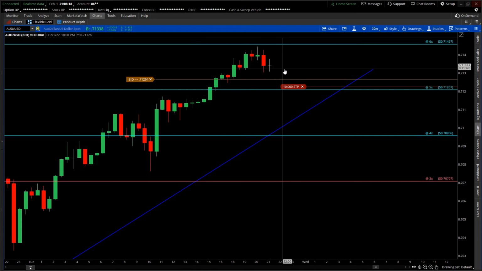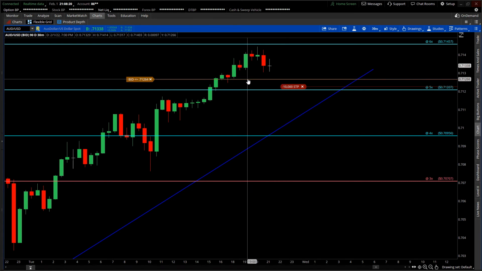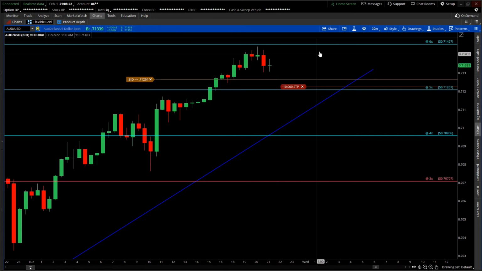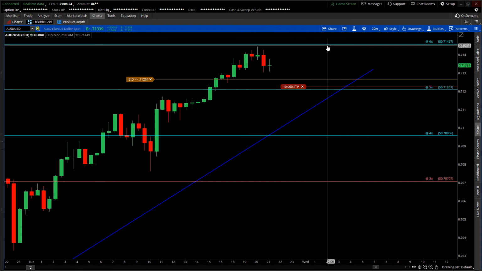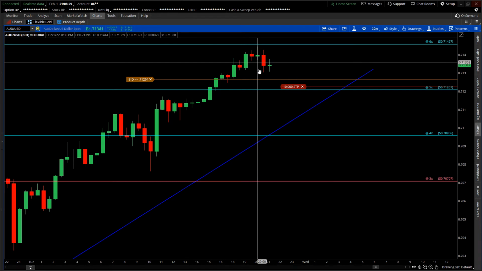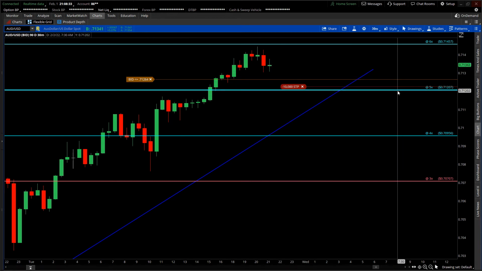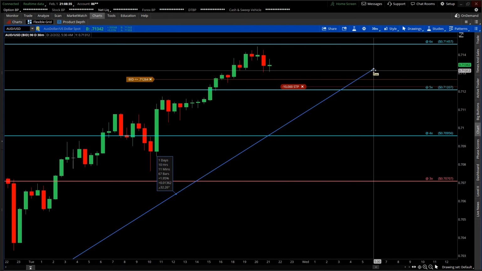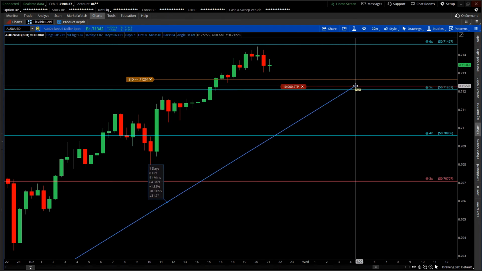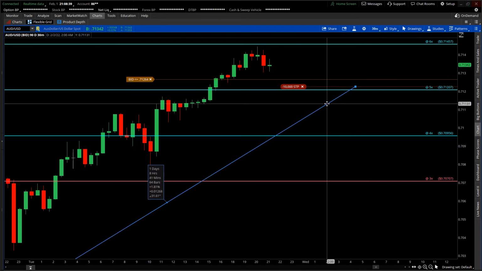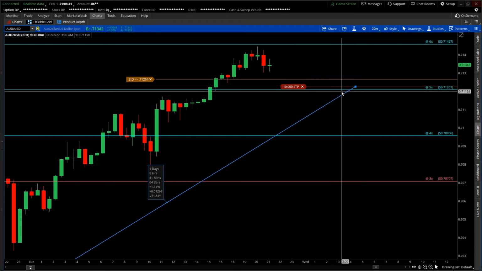Hopefully it does consolidate and this doesn't trigger my alarm, and then retest the 6x level right here. So in any case, if that doesn't happen, my stop is right here to close out my trade, and that would be approximately 126 pips.